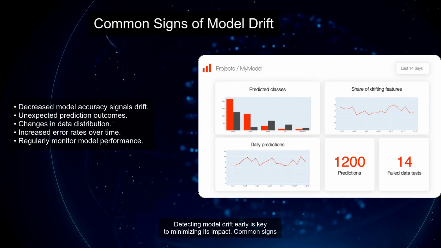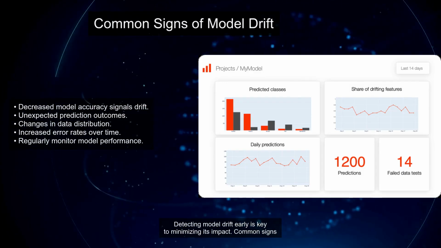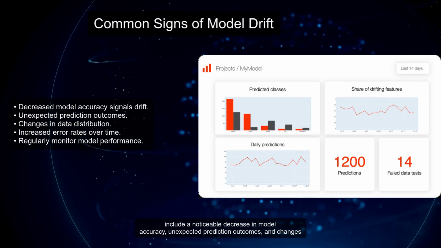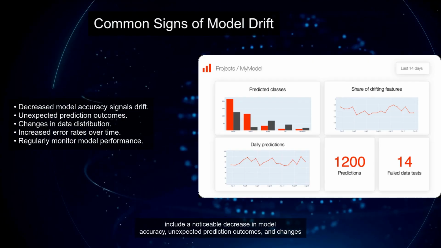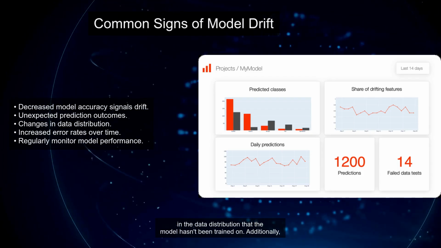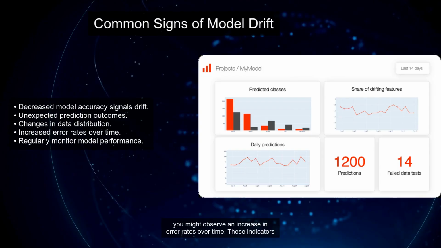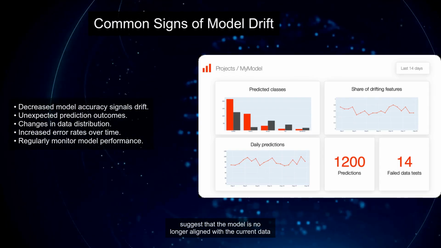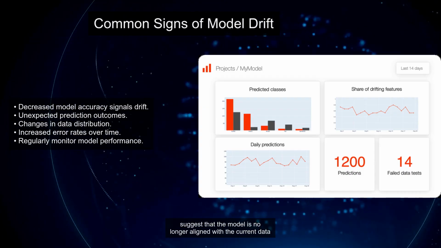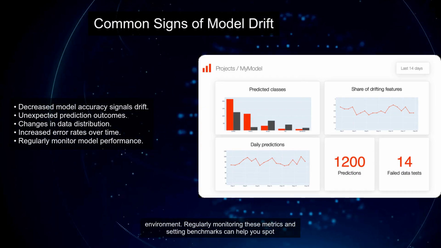Detecting model drift early is key to minimizing its impact. Common signs include a noticeable decrease in model accuracy, unexpected prediction outcomes, and changes in the data distribution that the model hasn't been trained on. Additionally, you might observe an increase in error rates over time. These indicators suggest that the model is no longer aligned with the current data environment.